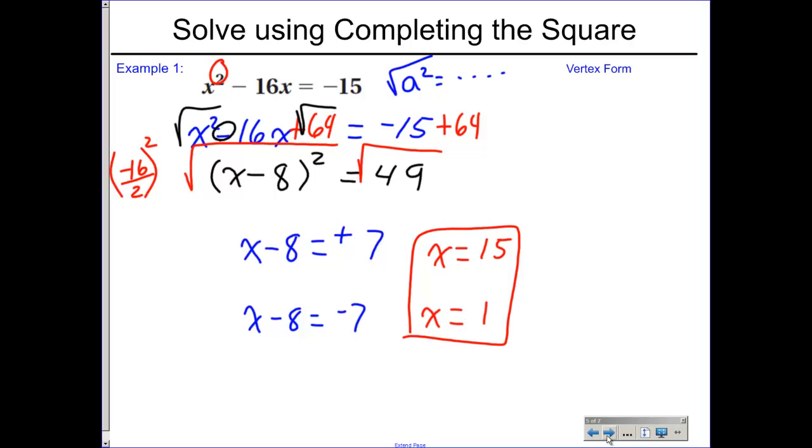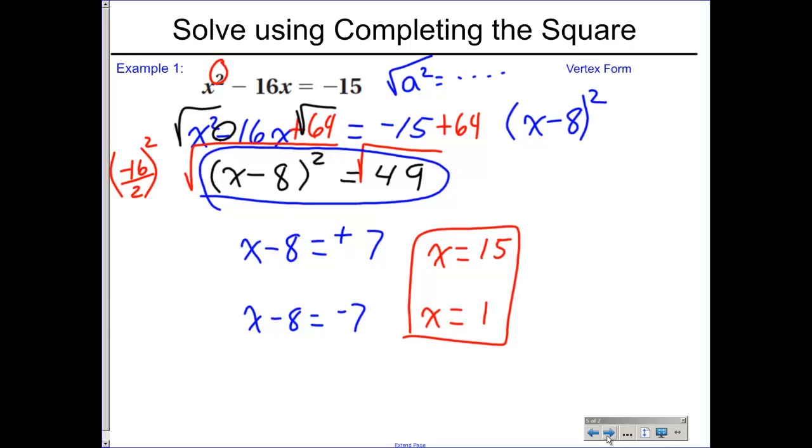Now we did say that we could put this into vertex form. And vertex form has to do with this level right here before we took the square root. So what I'm going to do is rewrite that as x minus 8 squared, and I'm going to bring the 49 over with it, so I'm going to put minus 49 and force the whole thing to equal 0. So all we did was take this 49 and move it to that side of the problem.